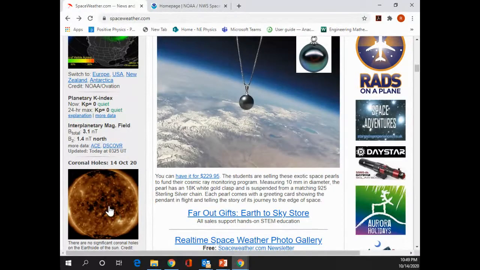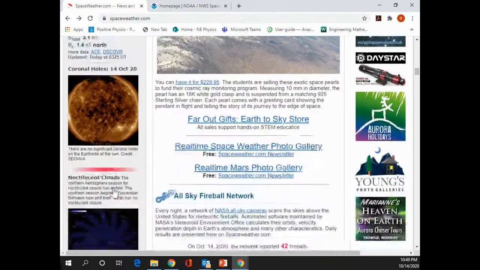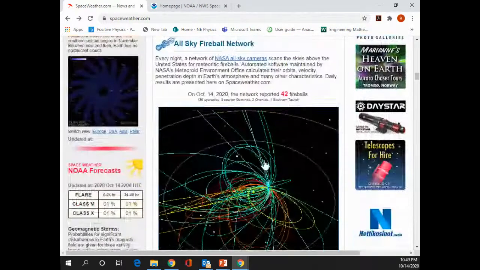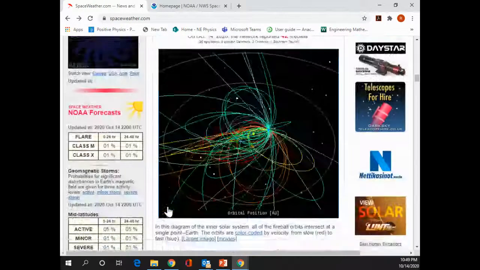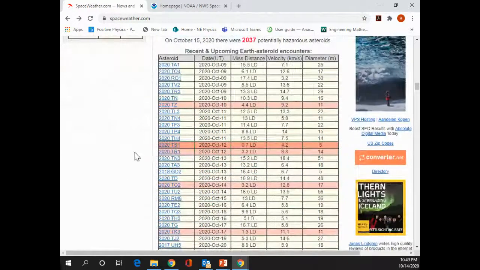Current X-ray image of the sun gives you an idea of what the coronal holes are doing. There are no significant coronal holes. There's a little thinning there, and that's about it. Fireballs, these are meteoroids running into the Earth's atmosphere, and you can keep track of that. Chances of upcoming solar activity, and again, very low chance of activity. In addition to space weather, or coinciding with that, there's a list of potentially hazardous asteroids, including some near misses.